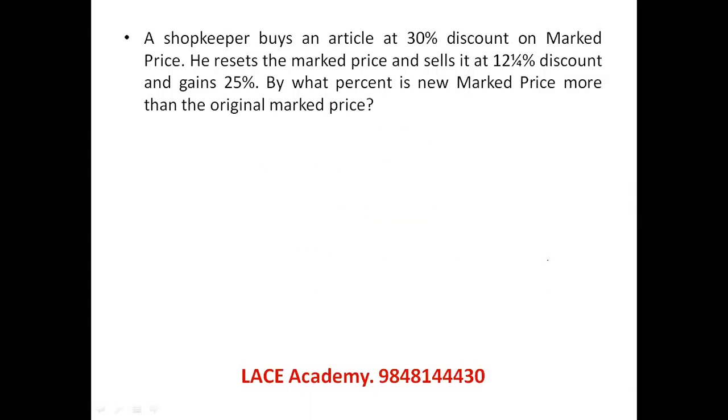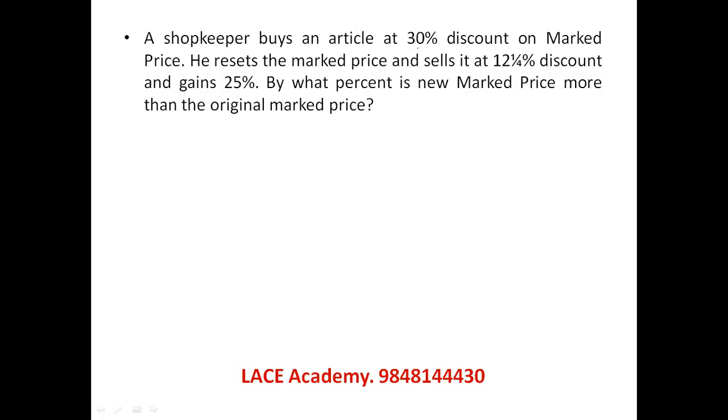Shopkeeper buys an article at 30% off the market price. He resets the market price and sells it at 12.25 discount and gains 25%. By what percentage is the new market price more than the original market price? I think it should be 20. I have copied the question wrongly as far as I'm thinking. Okay, but I'll tell you the method here.